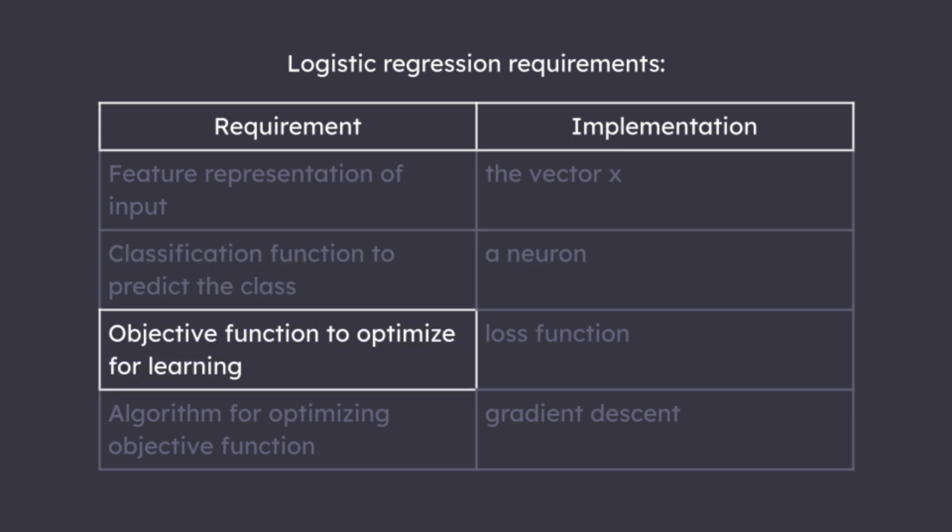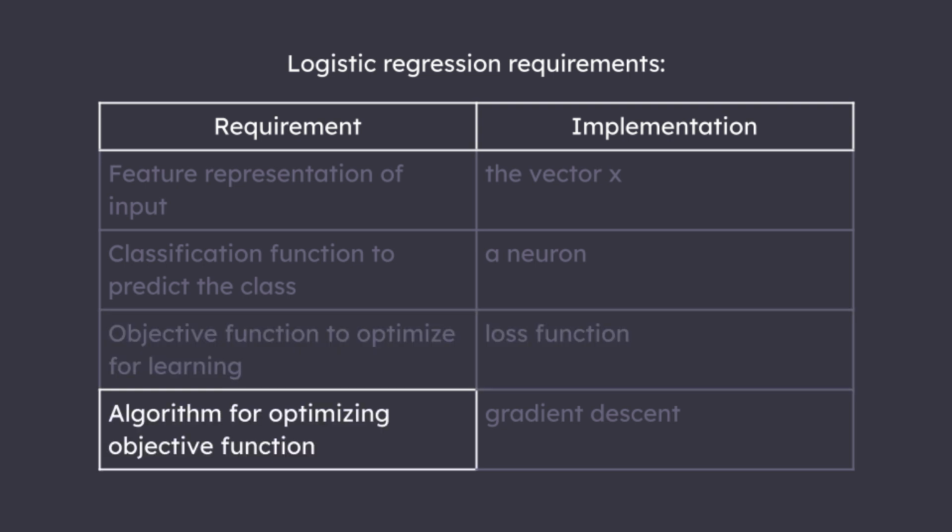For training a logistic regression model, we will want to have a function that we will optimize. We will use a loss function, which represents how different our predicted class is from a true class. Additionally, for training logistic regression, we need to have a method of optimizing that objective function. We will use gradient descent.